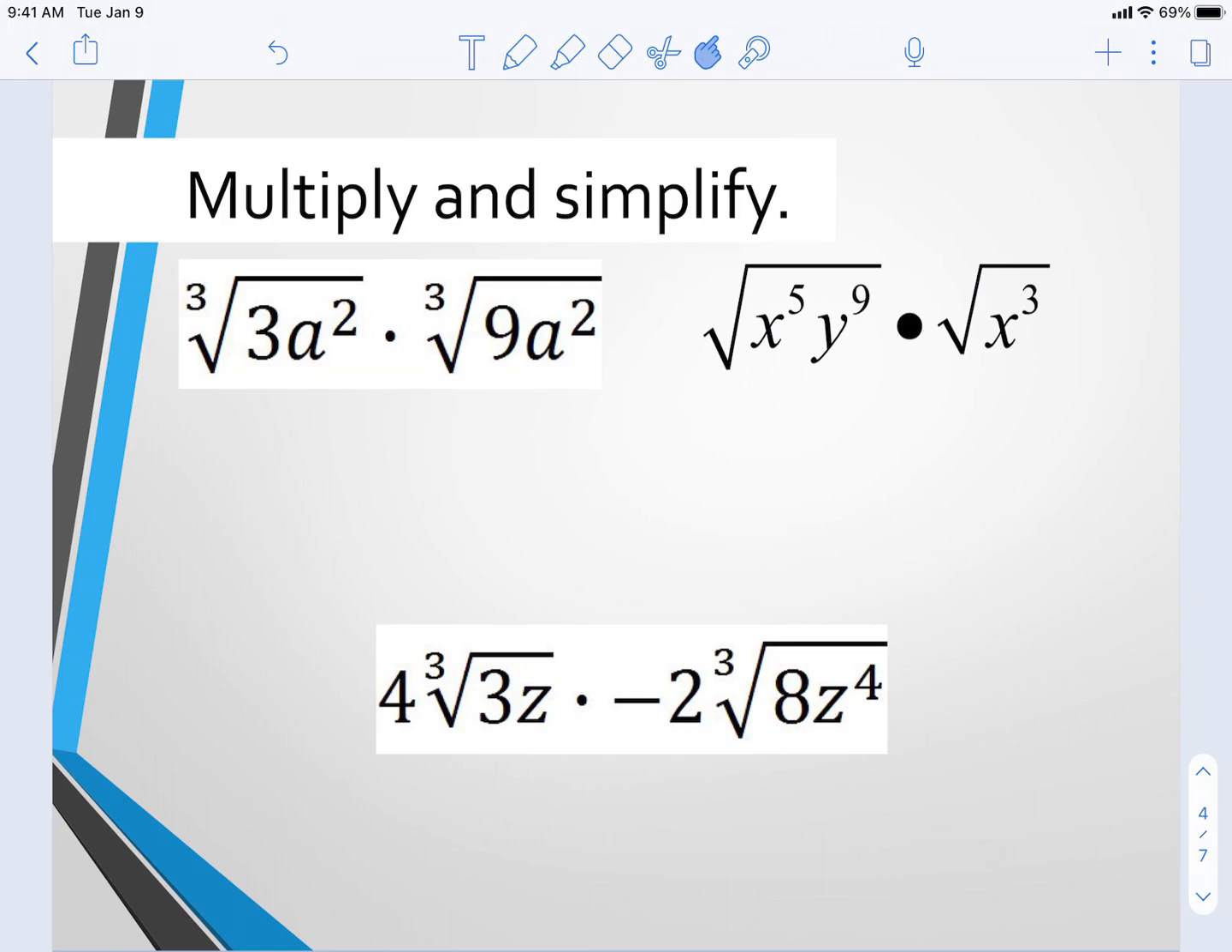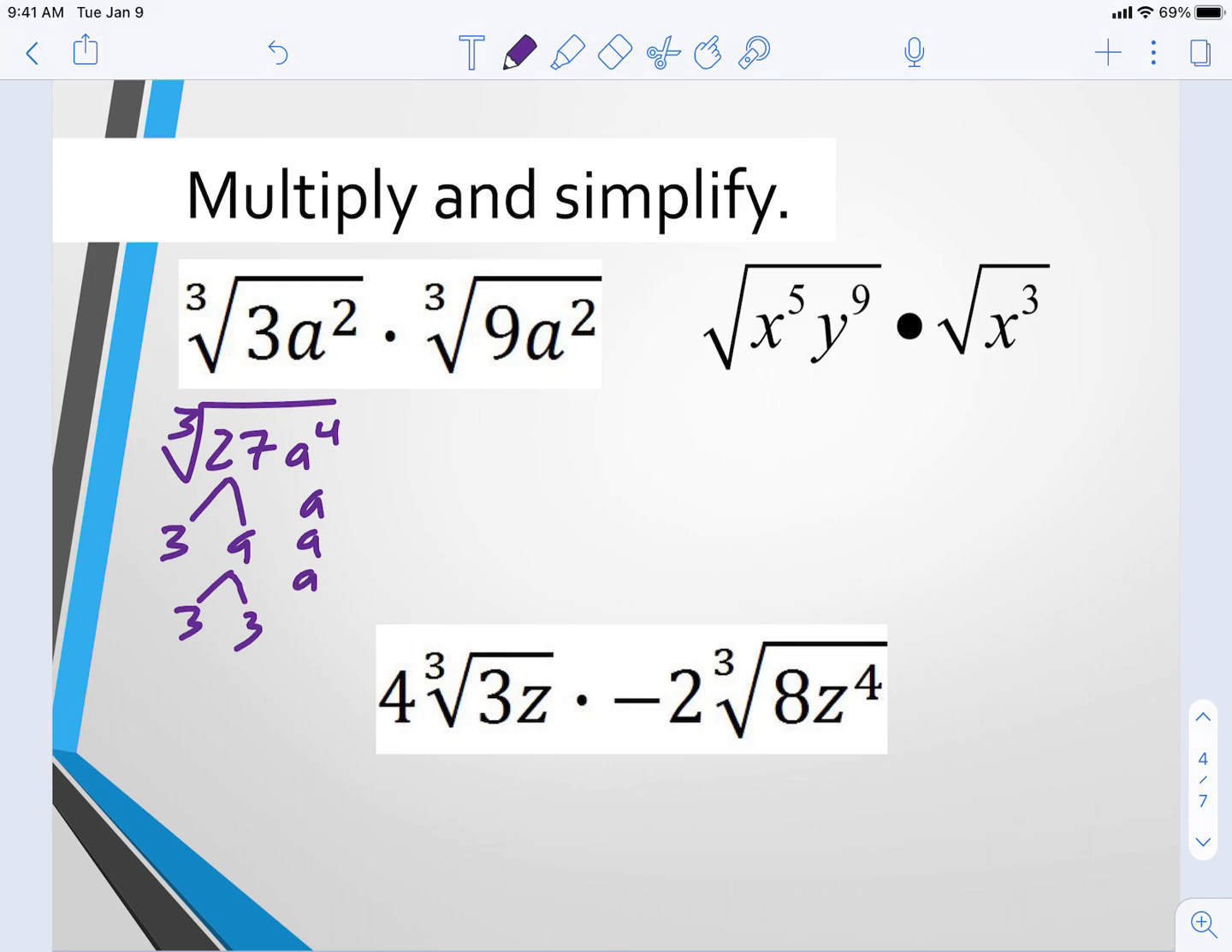All right, next one. Multiply and then simplify. So we're going to start, so 2-part problems. We're going to start by multiplying what's on the inside, and then we're going to simplify it. So for this one, 3 times 9 is 27. And then a squared times a squared is a to the fourth. Now if I factor that, 27 goes to 3 and 9, 3 and 3, and 1, 2, 3, 4 a's.